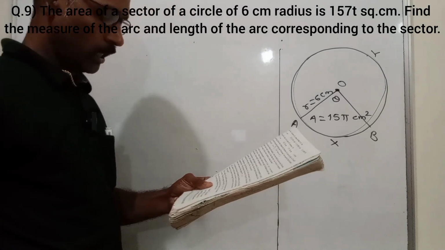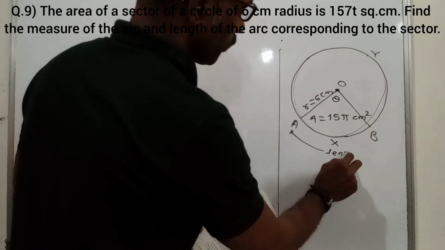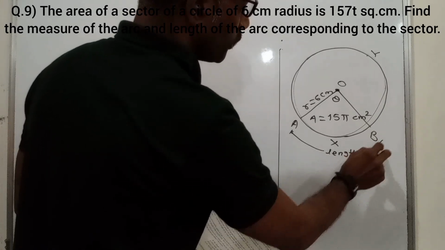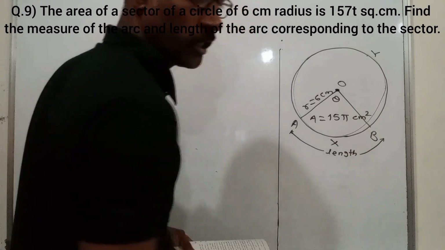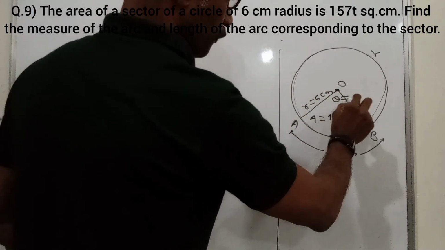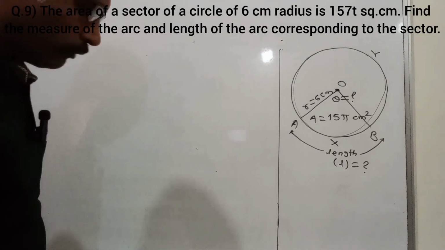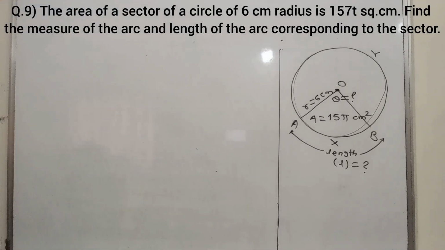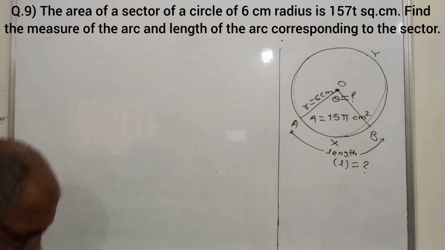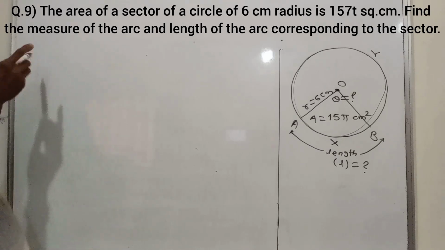Okay, first, and length of the arc. Length of this arc, that is small letter L. I will write here. Okay, find these two, theta and L. Did you get it? We will find it. See this carefully. Now first we will find theta, that is central angle, or we say measure of an arc.